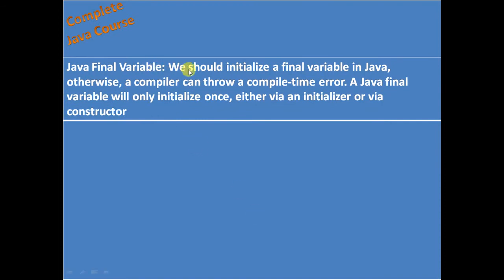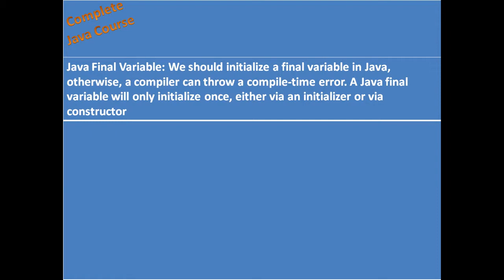Java final variable. We should initialize a final variable in Java. Otherwise, the compiler will throw a compile time error. A Java final variable will only be initialized once, either via an initializer or via a constructor. So if you define a final variable, you must initialize it. Otherwise, the compiler will throw a compile time error.